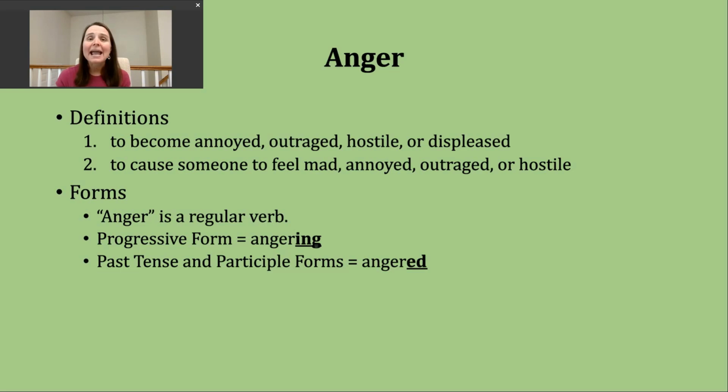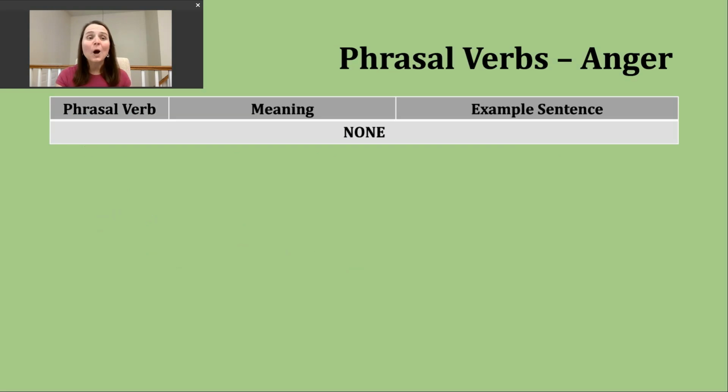Our base verb, anger, ends in a voiced R sound. So our past tense and participle endings are just going to make a D sound. And we're not adding an extra syllable as we say these words. So the past tense form should just sound like this: angered, angered. Okay. Now, there are no phrasal verbs that we need to study with this particular verb.